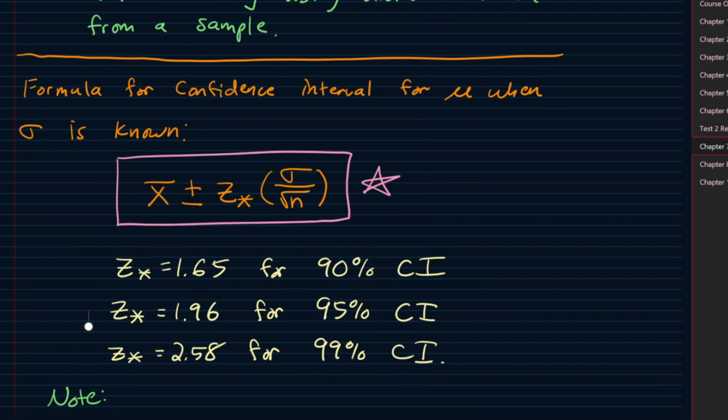And there's a couple z stars that are used very often. 90% confidence interval is 1.65, a 95% confidence interval is 1.96, 99% confidence interval is 2.58. And for other confidence intervals, you've got to use the chart. Remember the Z table, but I'll probably talk about that here as well.